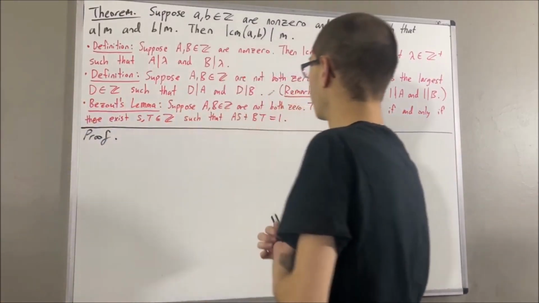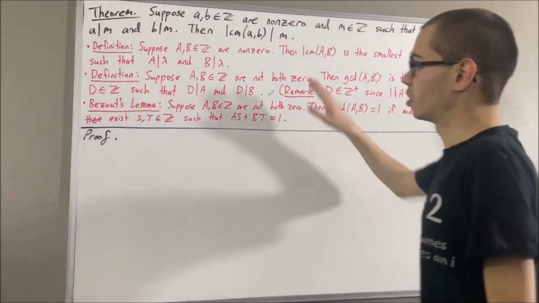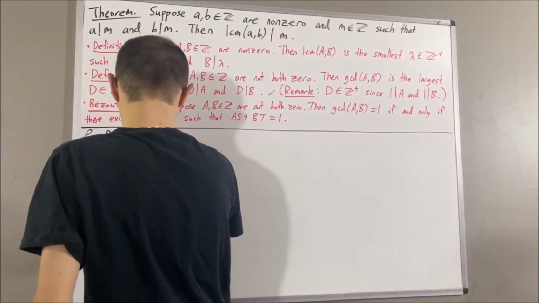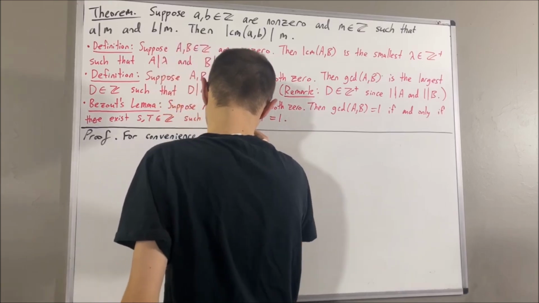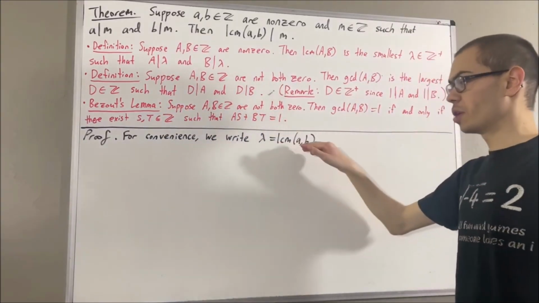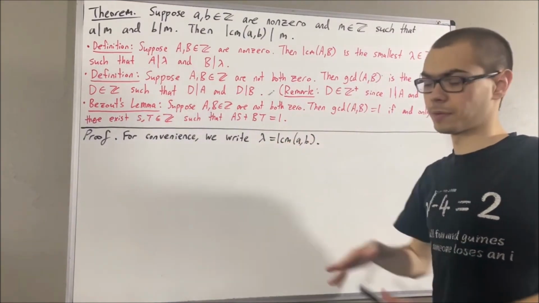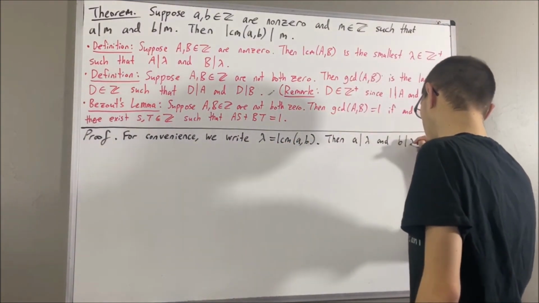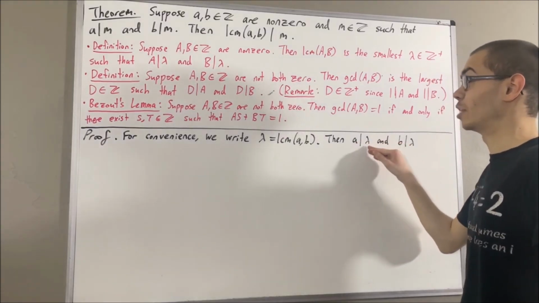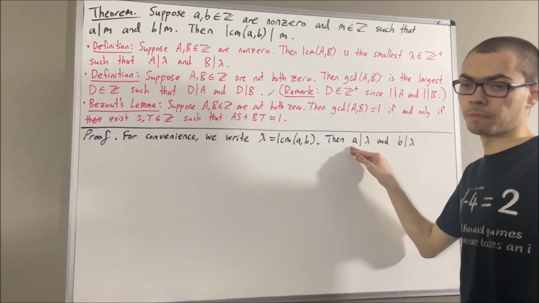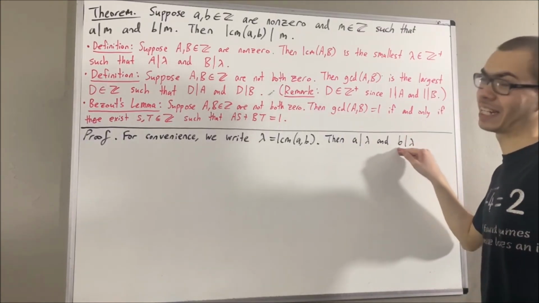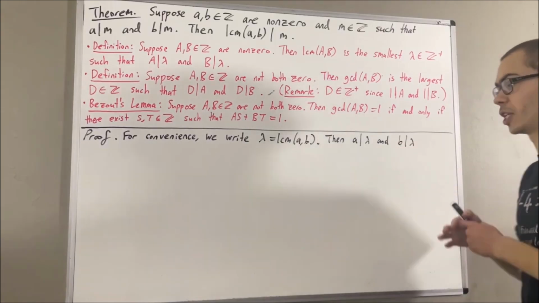Now for convenience, we're going to denote the least common multiple of a and b by the Greek letter lambda. Well then, by definition of least common multiple, we know that a divides lambda and b divides lambda. So since a divides lambda, this means that lambda is equal to a times some integer. I'll call that integer p. And this means lambda is equal to b times some integer. I'll call that integer q.